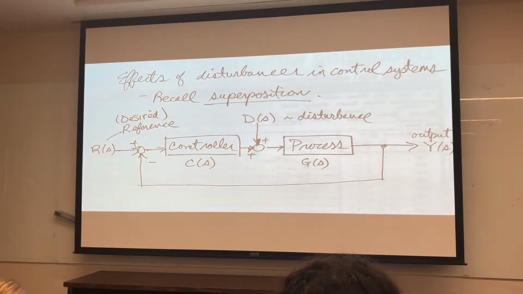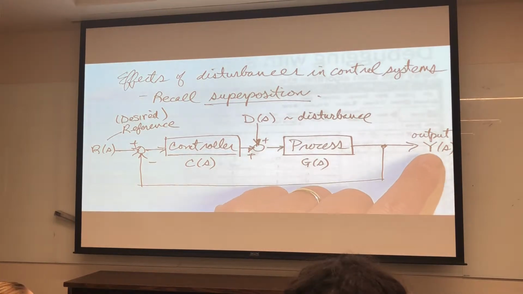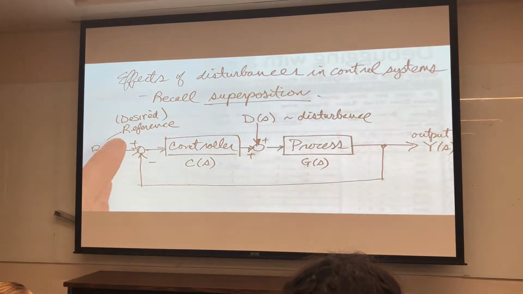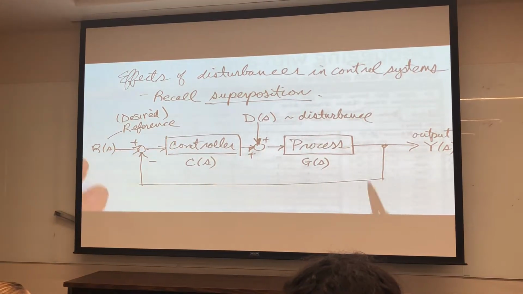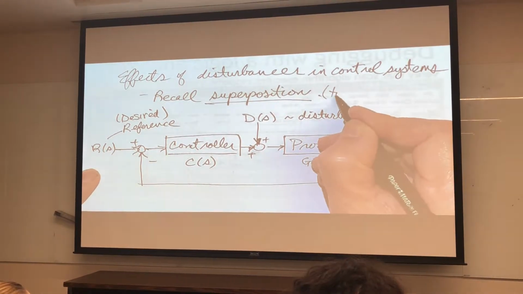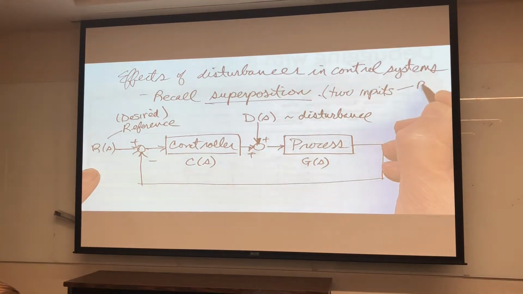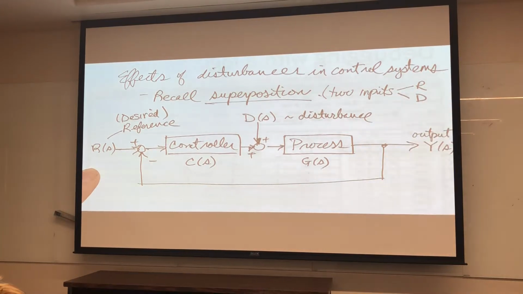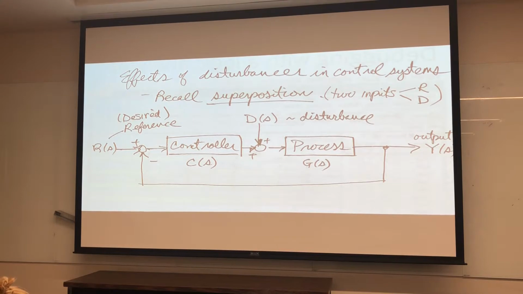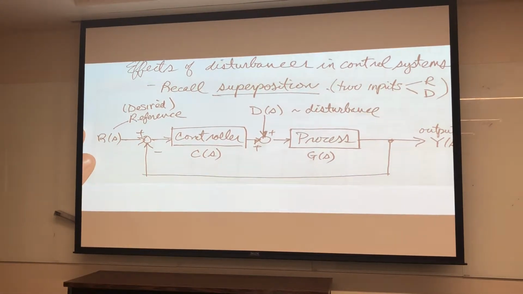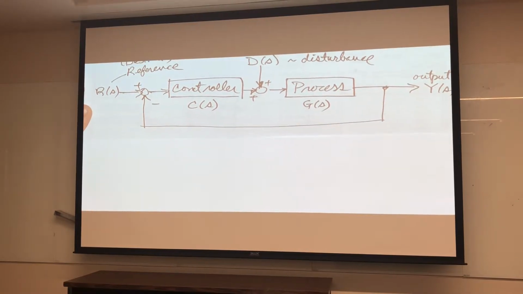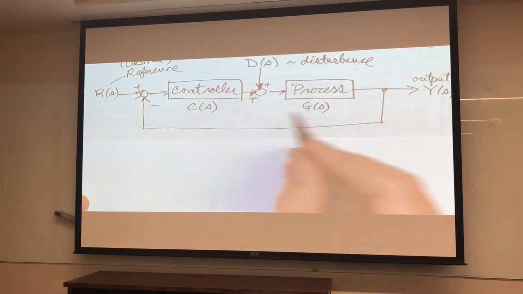So the next thing we're going to do is let's describe what is the model of the output. What is the output in terms of the two inputs? So this is a system with two inputs. The two inputs are R and D. R is the reference behavior, D is the disturbance behavior. And so we could write a model for this block diagram. Let's write the model of the output in terms of R and D.